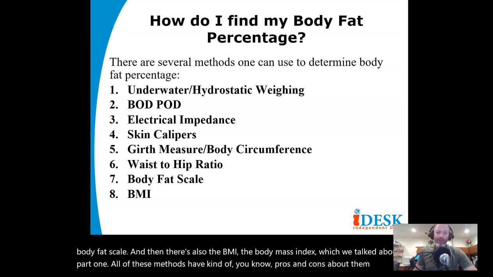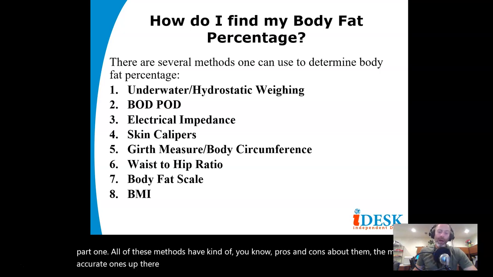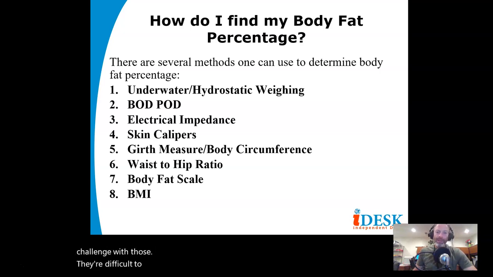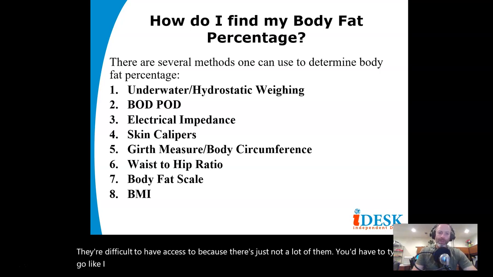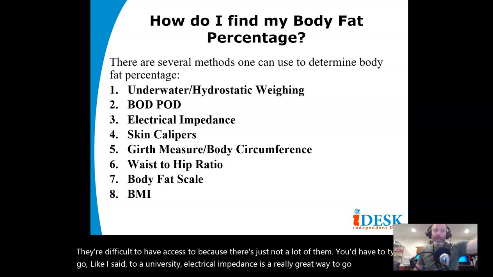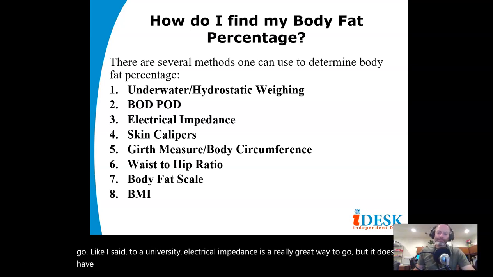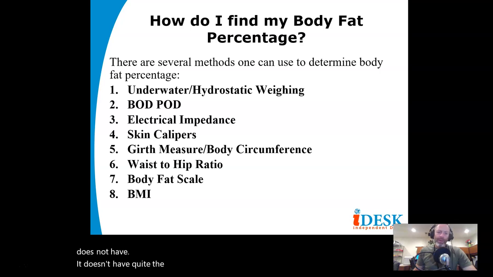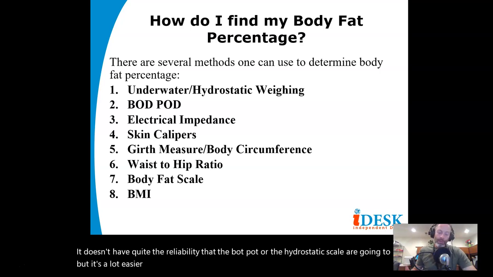The most accurate ones are going to be hydrostatic weighing or the Bod Pod. The challenge with those is they're difficult to have access to because there's just not a lot of them. You'd have to typically go, like I said, to a university. Electrical impedance is a really great way to go, but it doesn't quite have the reliability that the Bod Pod or the hydrostatic scale have, but it's a lot easier to come by, right?